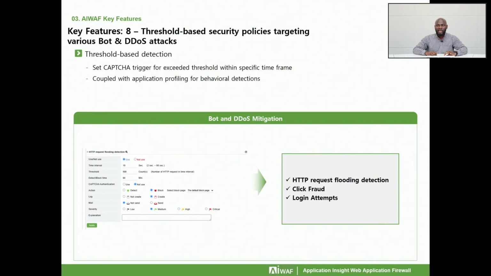Bots and DDoS attacks have evolved significantly. Originally, these attacks lasted days. But to evade detection, the duration has significantly reduced to mimic human browser patterns, roughly from 10 minutes to 1 hour. Threshold-based detection coupled with application profiling comes in handy in mitigating these behavioral attacks. The AI WAF also has a capture trigger for exceeded threshold with specific time duration.